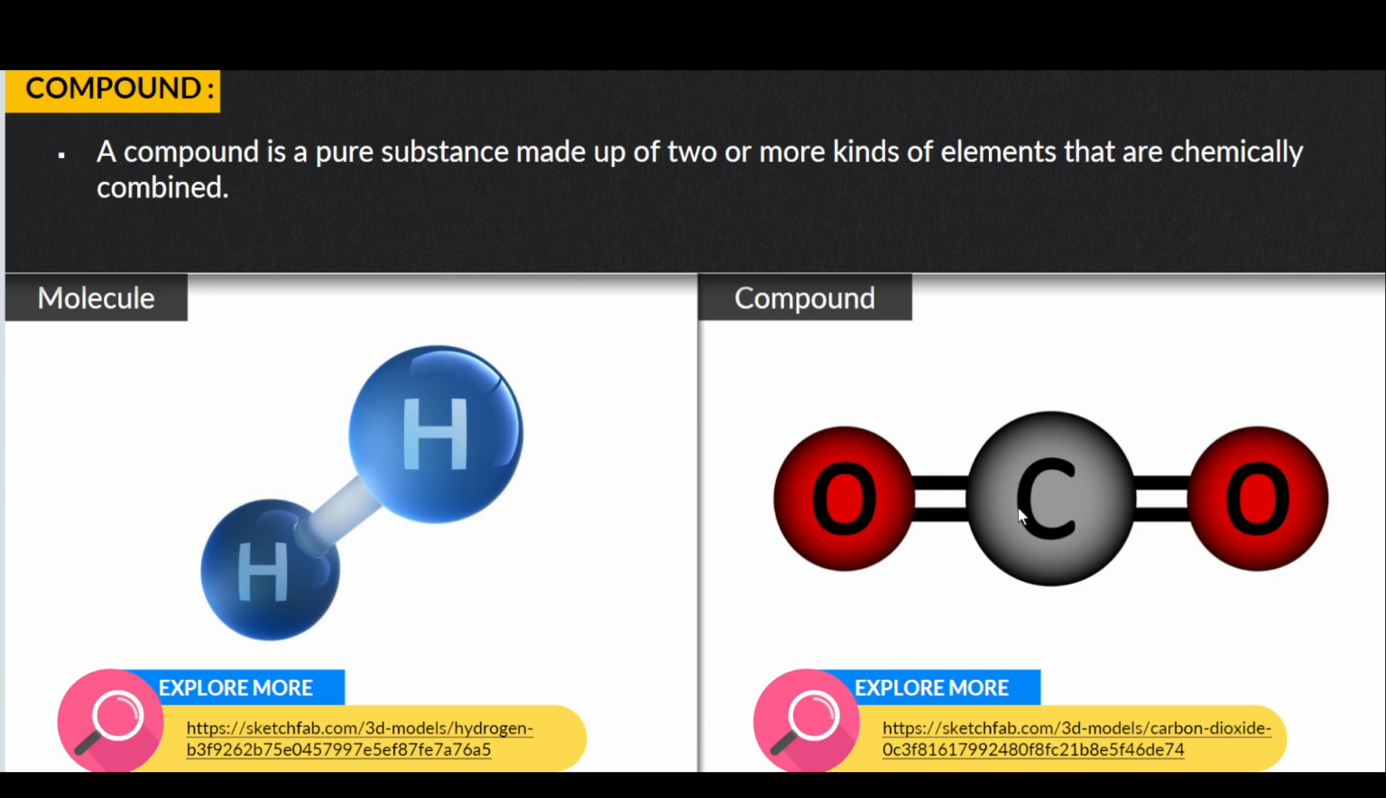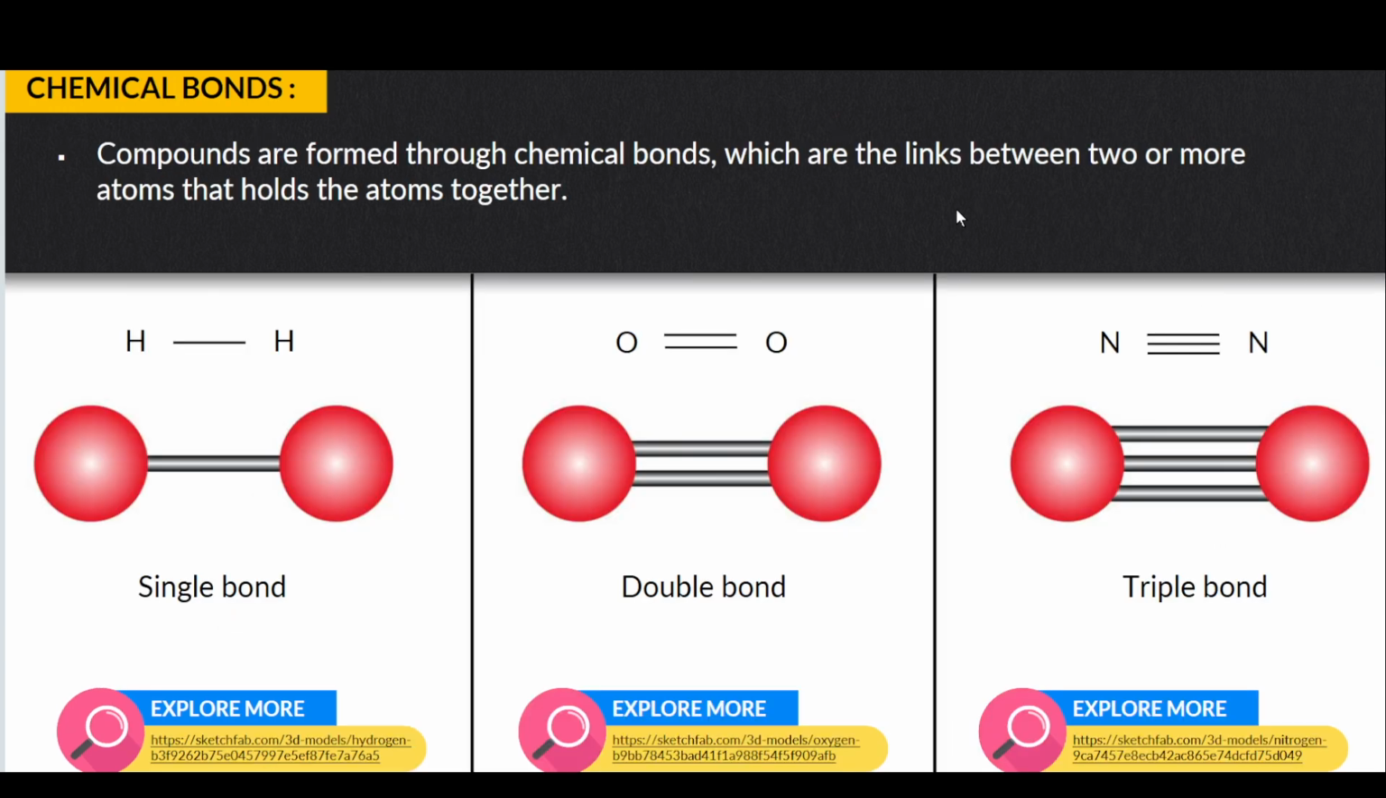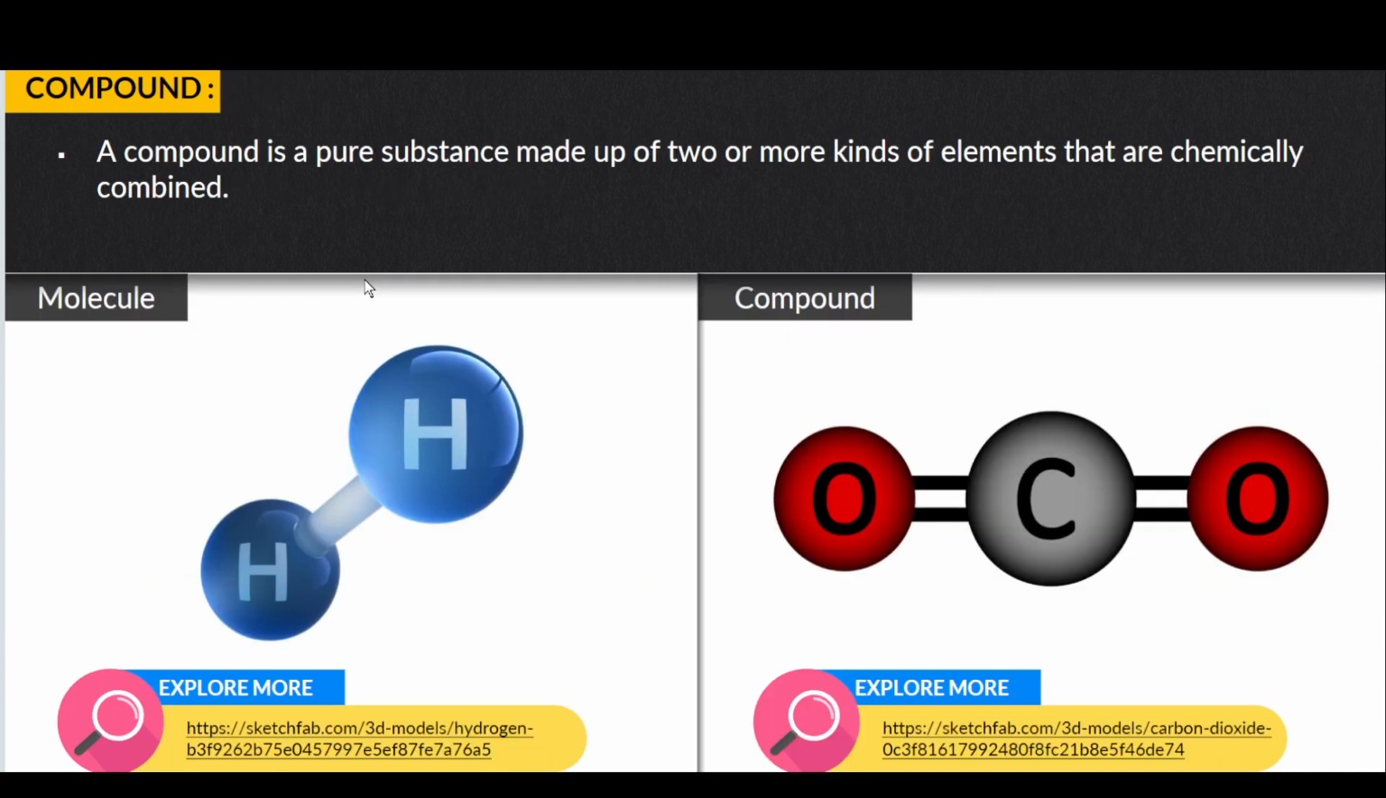So it is made up of more than one kind of element. There is a carbon and there is oxygen, but here we have the same kind of element. Both are hydrogen. Here we have carbon and oxygen. Because here we can see between elements there is a chemical bonding, right?